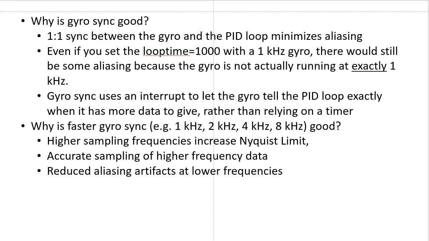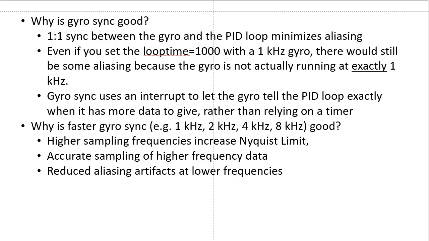So why is gyrosync good? Forget about the sampling rate. Before we had gyrosync, we just had the loop time, right? And so the gyro was running at, say, 1 kilohertz and the loop was running at 2000 or 3500 or whatever it was. Those two things were completely out of sync. And whenever the loop finished running, it went to the gyro and said, give me some data. And whatever the latest data the gyro had was, the gyro just pushed it out, okay?